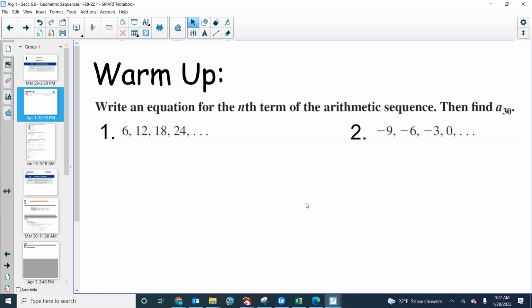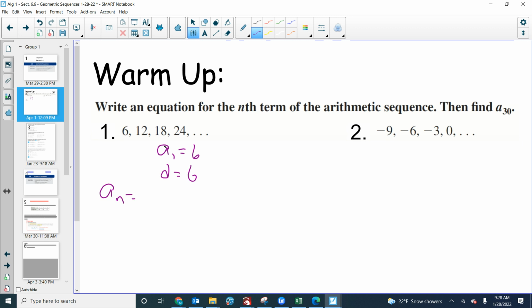So we need to get the equation first, don't we, guys? Right? So what am I going to write? What's my first term? Come on. My first term is what? 6. What's my common difference? That just happened to be the same. Okay, that's not true all the time, obviously. We should be able to plug in and get it. We need to get the equation.